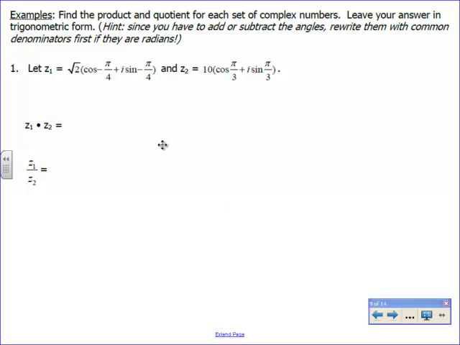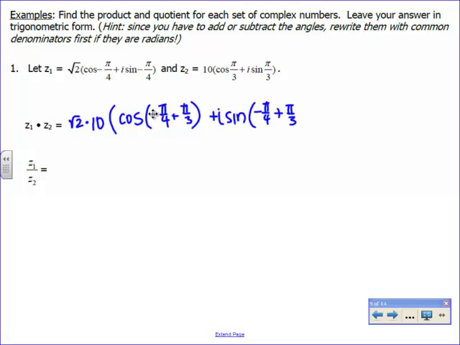Okay, so Z1 we have square root of 2 cosine of -pi over 4 plus i sine of -pi over 4, and Z2, 10 cosine of pi over 3 plus i sine of pi over 3. So what we need to do to multiply them together is multiply their r's, so square root of 2 times 10, and then we're going to add their thetas. So we have cosine of -pi over 4 plus pi over 3 plus i sine of -pi over 4 plus pi over 3.